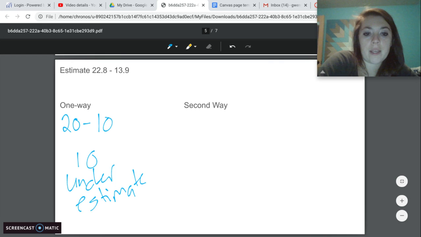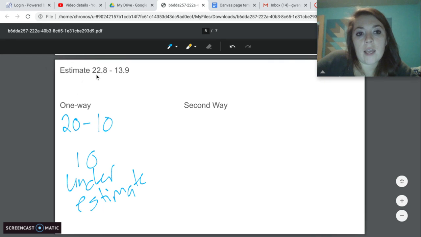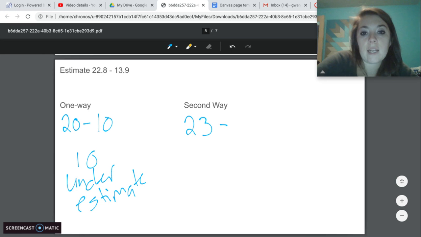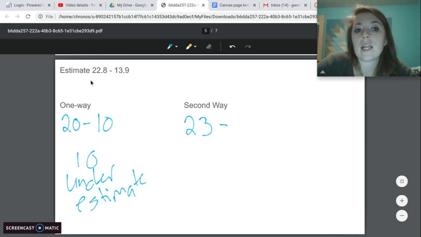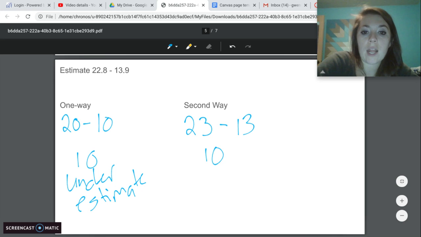And another way we could do this, in this case, the 22.8, this 8 could bump the 22 up to a 23. So doing 23 minus, we can not change this one, round it down, even though that 9 is closer to the next number. So once again, using compatible numbers doesn't necessarily mean you round it the way you normally would. It's using compatible numbers to make it easy. So we rounded this up. We're going to keep this one. We're going to round it down, essentially. So we have 13. So once again, we get 10.